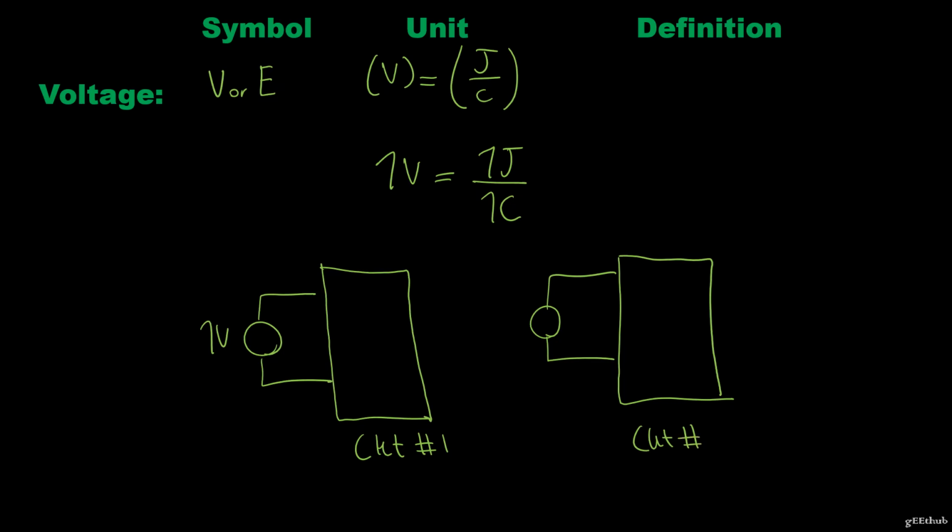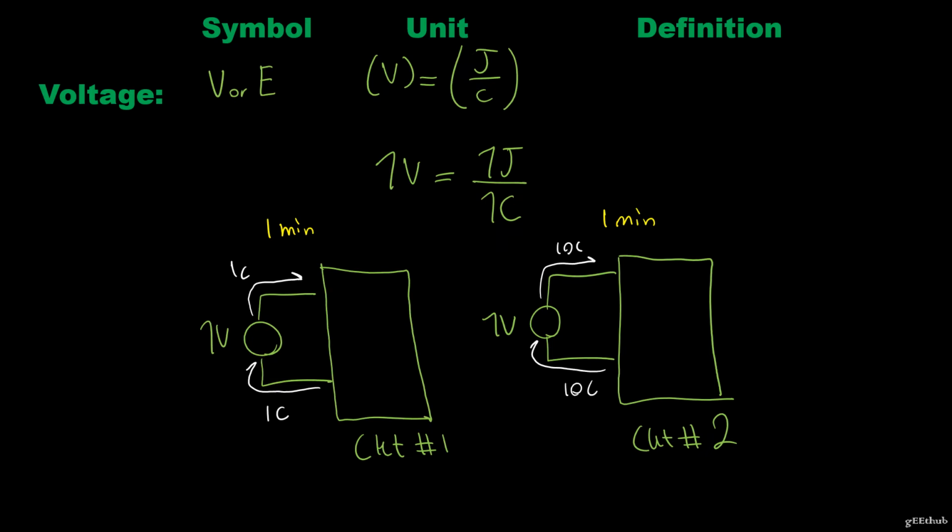All we know is that we watch over these circuits for 1 minute, and all we see is that an overall charge of 1 coulomb goes through circuit number 1 and back into the circuit, and for circuit number 2 it's 10 coulombs. So again, it's the same voltage source, 1 volt, and we want to know how much energy this same voltage source provided to these two circuits.